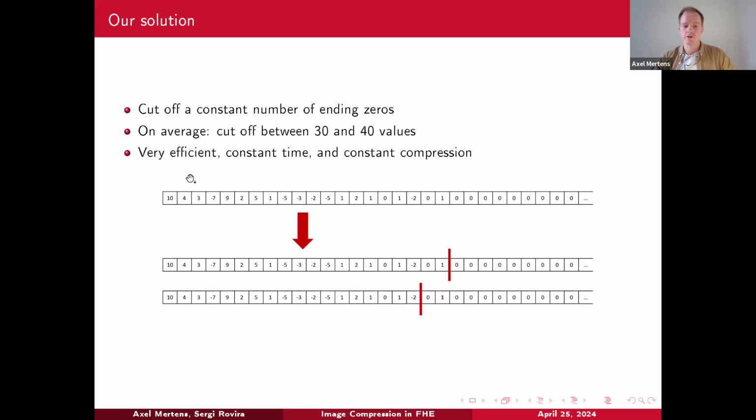And this is, of course, very efficient to do. You just throw away the values pretty much. It's constant time and it's constant compression. The thing I should mention, though, is that sometimes this can result in cutting off a value that is not zero. So that's in theory not desirable. But we have found that this has a very limited effect on the actual result. So we can allow it.